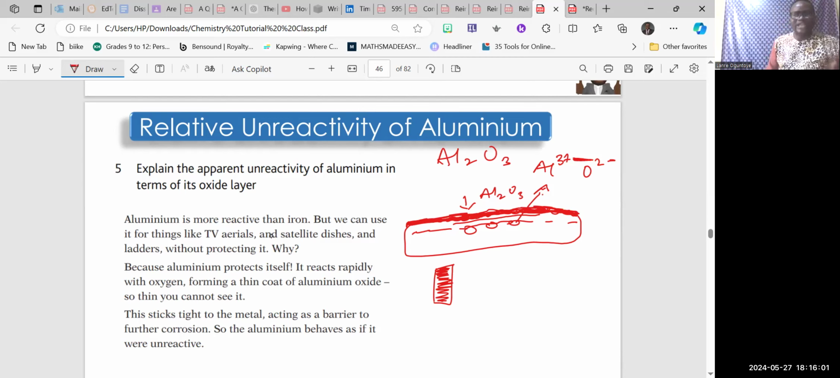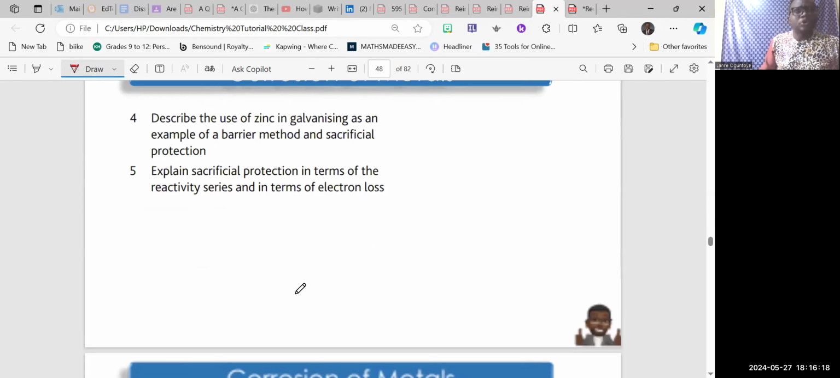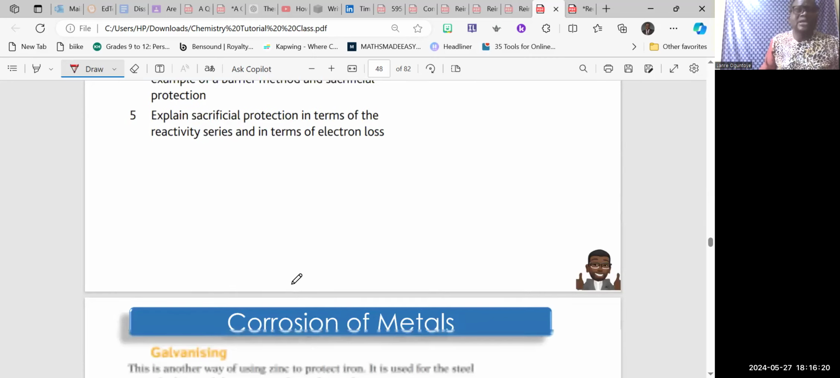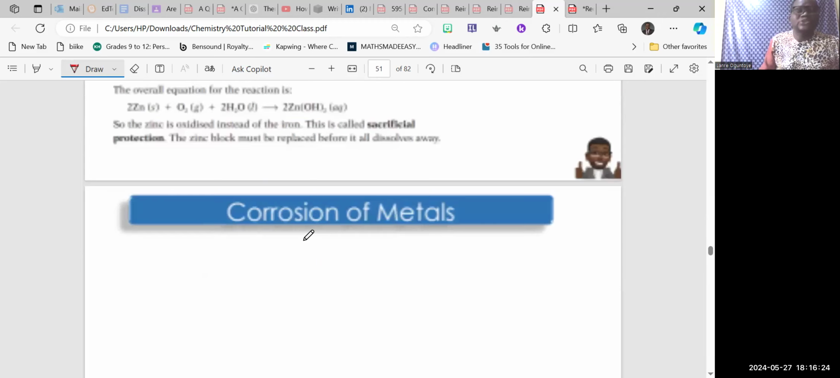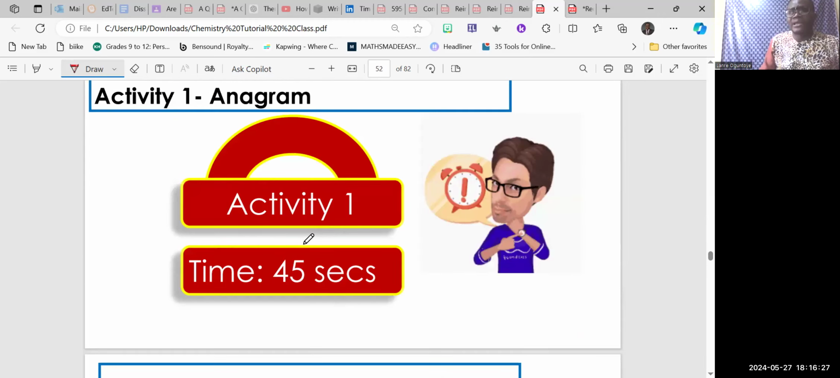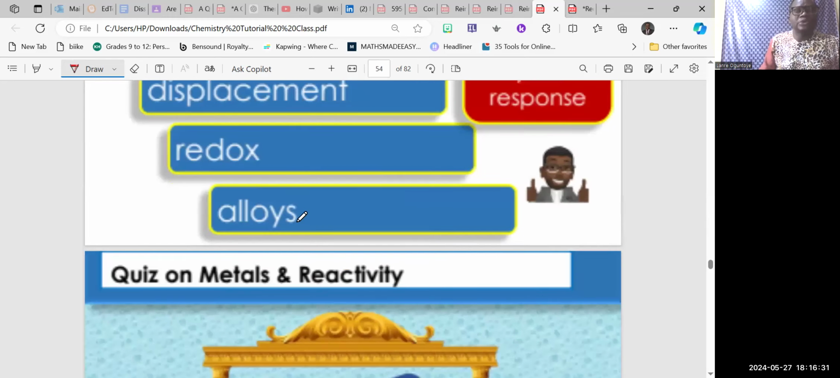Do you get that? It's just like somebody who is wearing a raincoat. The water is not touching the person, right? So it looks as if the person is water resistant, but actually they're not. Do you understand? So this is explaining the relative unreactivity of aluminium, right? I'm going to skip corrosion of metals. We've done that since Year 9, right? So I want to go to extraction of iron.